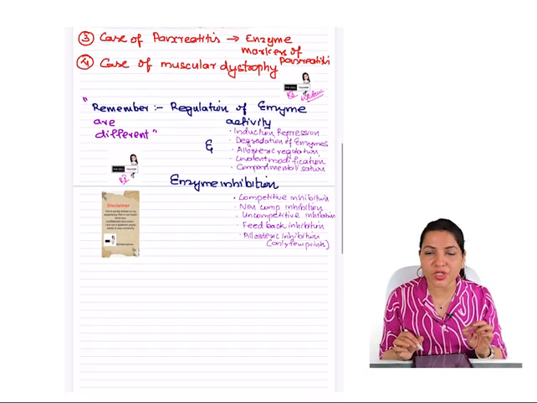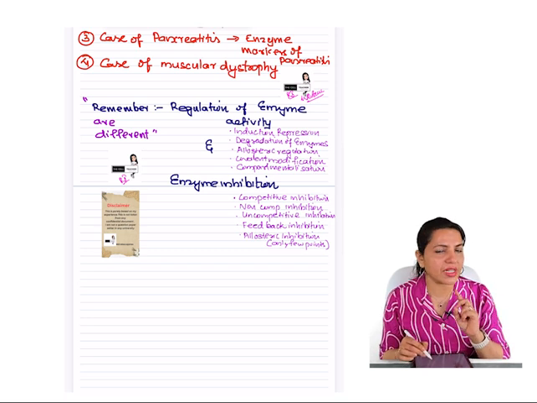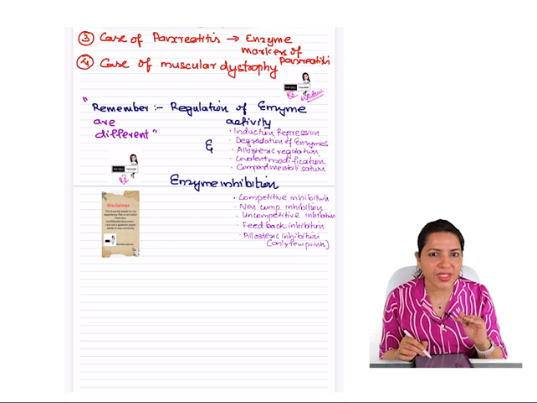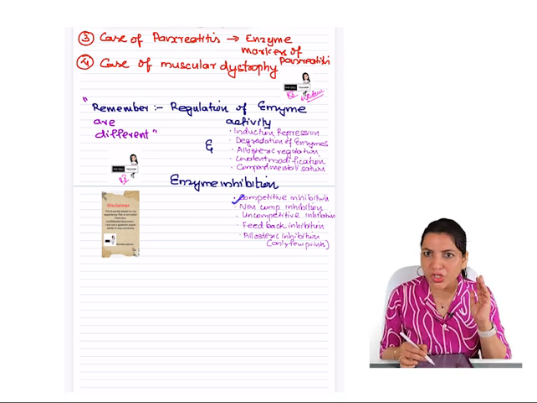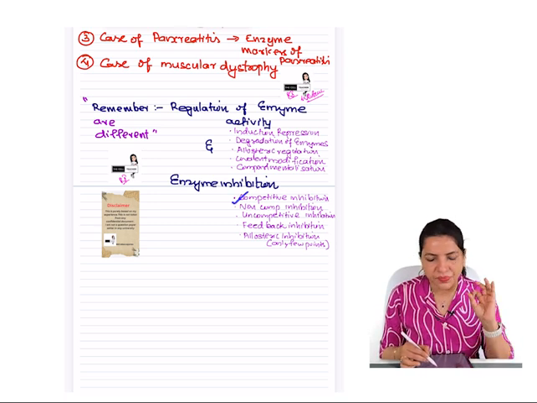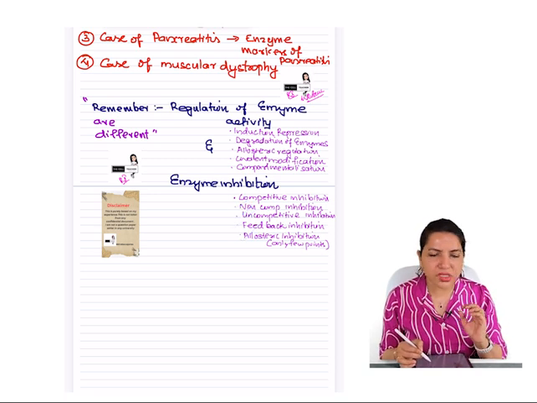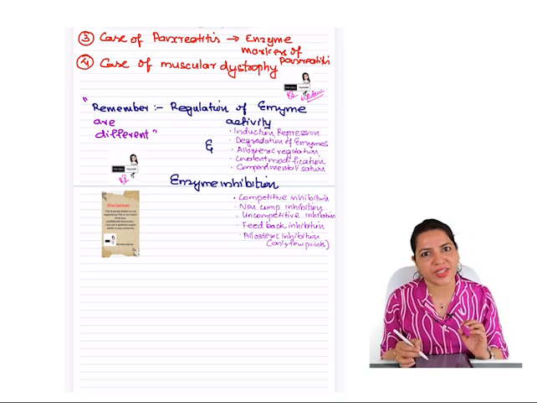Then enzyme inhibition, there you should not write anything about regulation because these are two different entities. So for the enzyme inhibition topic you have to write about competitive, non-competitive, uncompetitive, feedback and the allosteric regulation. So this is what you have to learn in the topic of enzymes. Thank you.